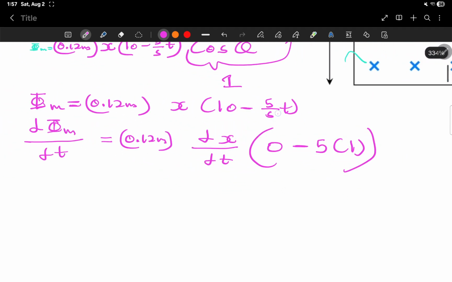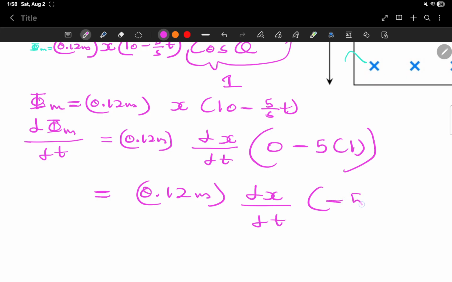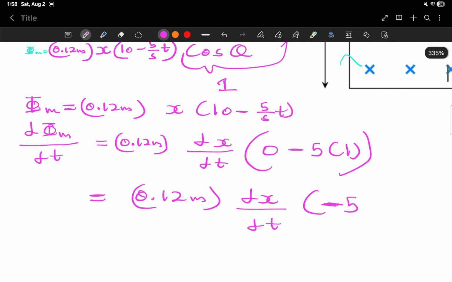And again, forget about the s. It just represents the units, seconds in particular. Forget about the units for now. So what we're getting is 0.12 meters times the change in width over change in time times minus 5. Now here's the thing, I have made a bit of a mistake.